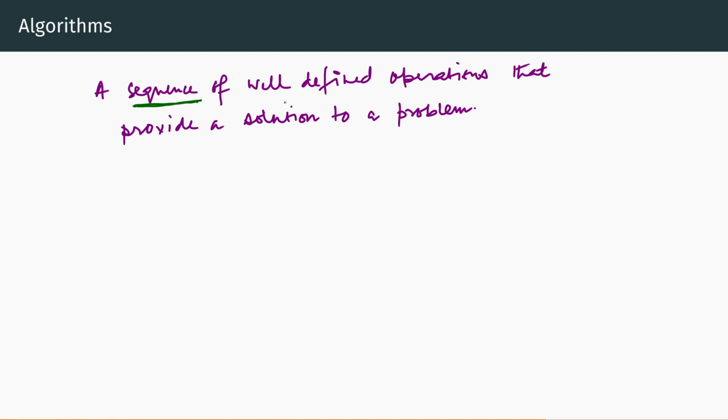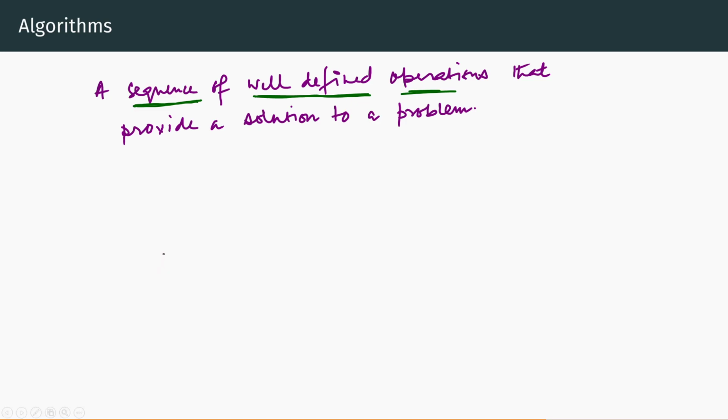The second part is well defined. The operations that you perform in order to solve that problem must be well defined. What do I mean by well defined? The person who is solving that problem, the sequence of operations that you provide, must be well defined in their dictionary, which means they must be able to perform those operations, right?